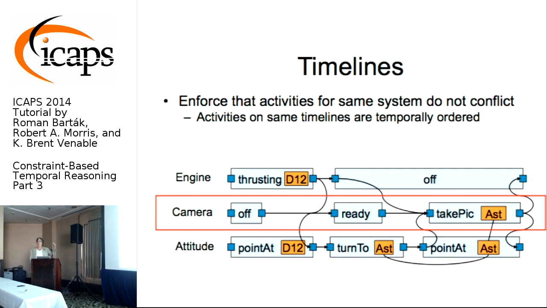You have a set of goals that you want to accomplish. For example, taking a picture might be a science goal. And then you have constraints, and then you build a plan from those goals by assigning activities that collectively satisfy that goal. So it's a little bit beyond the scope of this. This is not a workshop on planning, but you can kind of see how time and temporal reasoning and temporal representations contribute to constraint-based planning.